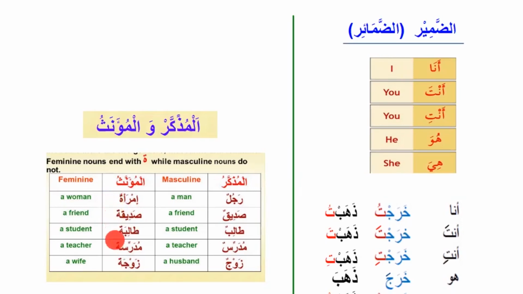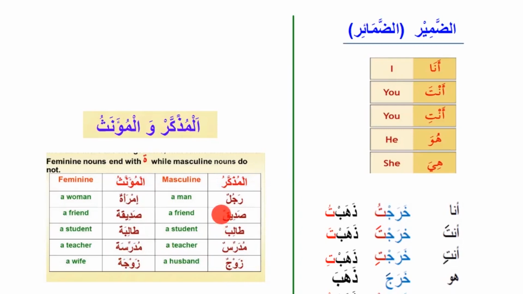You can see it. We call this ta marbuta. So one of the ways of differentiating a masculine object from a feminine object is to add ta marbuta to it.